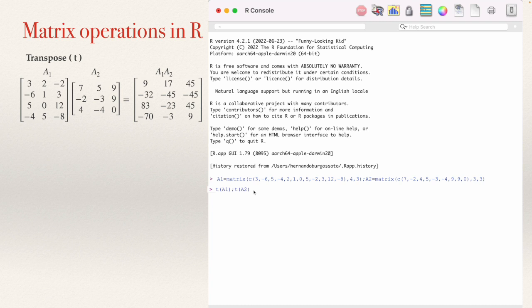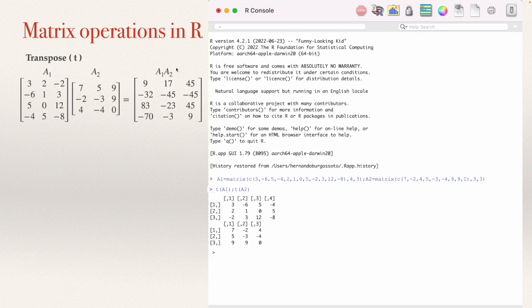If you want to see this, you can press enter. Obviously, you can use it in any other operation. So press enter and you see the two transposes. The first one will be the transpose of the first that you typed, T of A1. And this second transpose will be the transpose of the second.